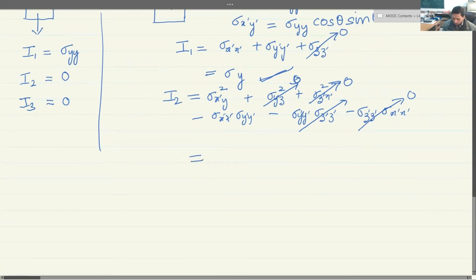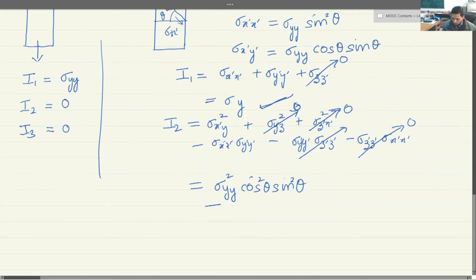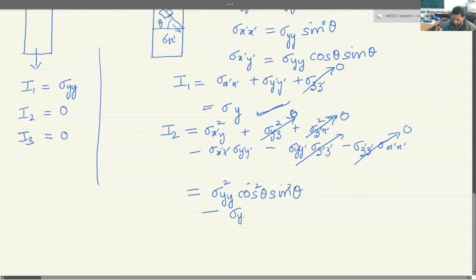Now when we come here, we will have sigma x prime y prime equal to sigma y cos theta sin theta. So sigma y squared is cos squared theta sin squared theta minus sigma x prime minus sigma y prime. So this is sigma y squared sin squared theta. So again, these two terms are equal, and therefore this turns out to be 0. And therefore I2 is also equal to 0, which is the same as on the left hand side, or the first condition.